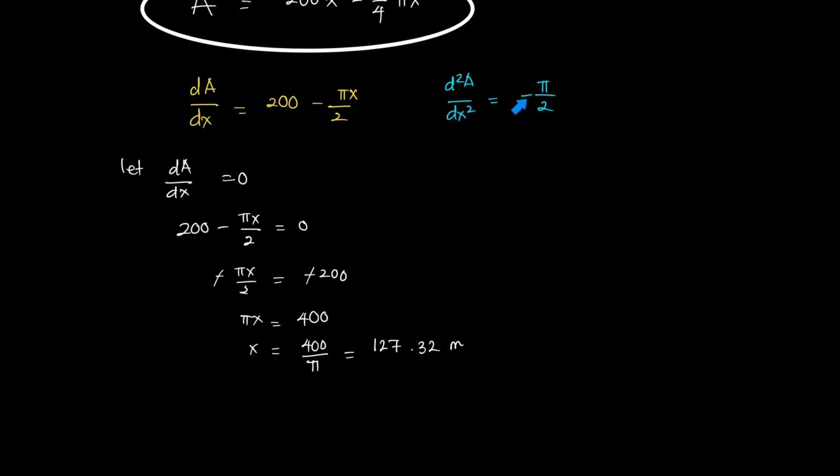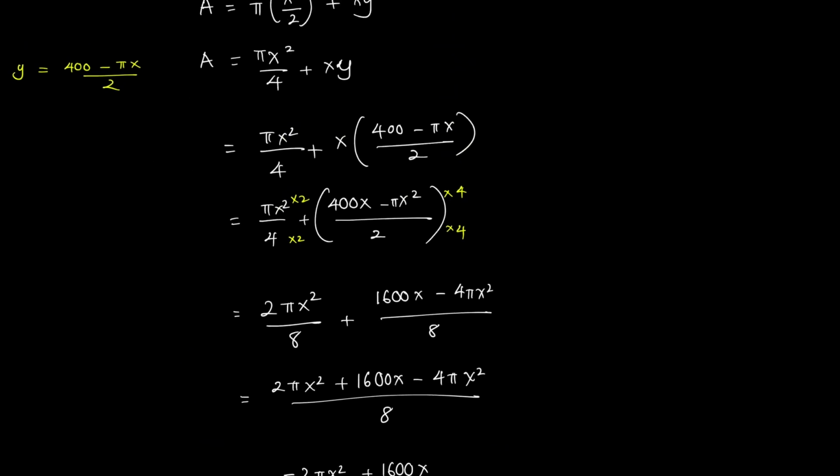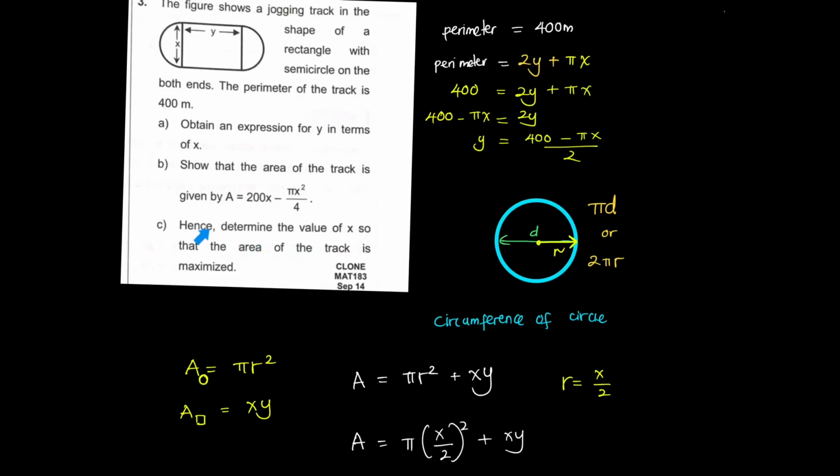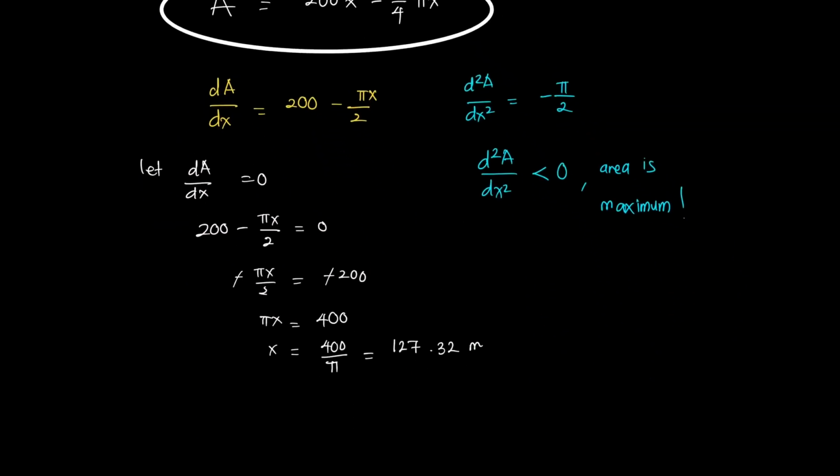Since we have got our value of the second derivative as negative, negative pi over 2, we can conclude that d2A over dx squared is less than 0, which means the value being evaluated, the area, is maximum. The area is maximum. So let's look at the question again: determine the value of x so that the area of the track is maximized. That is why we check that the second derivative is negative.